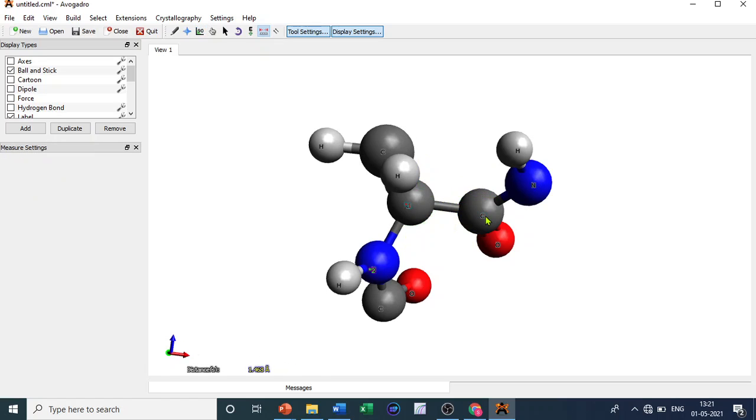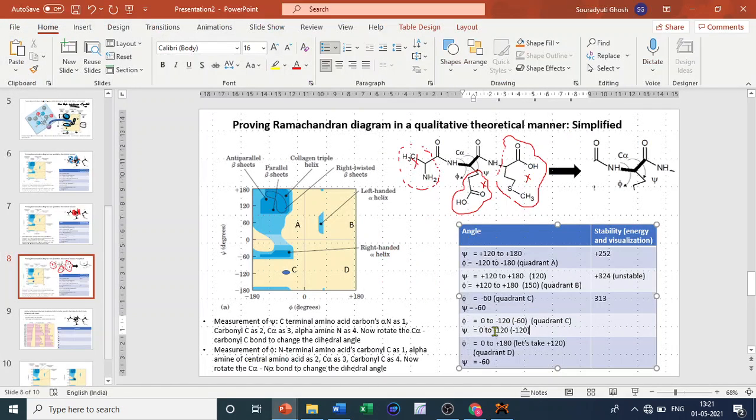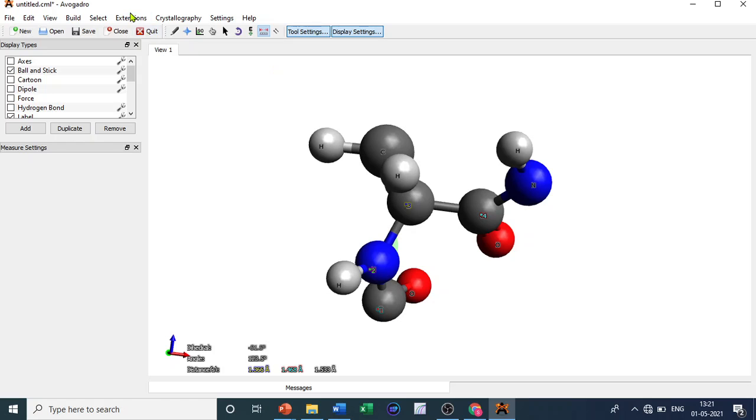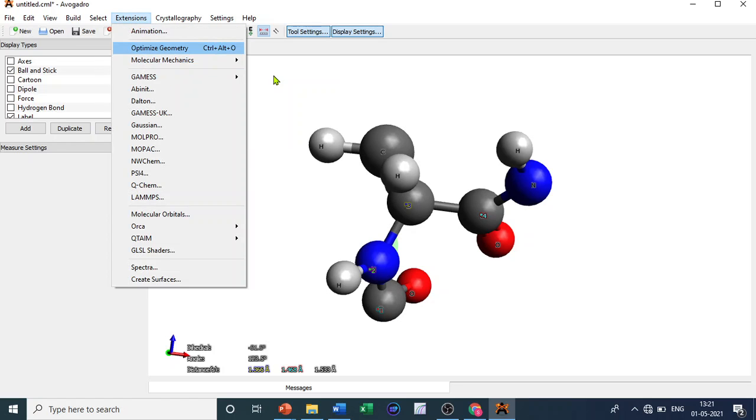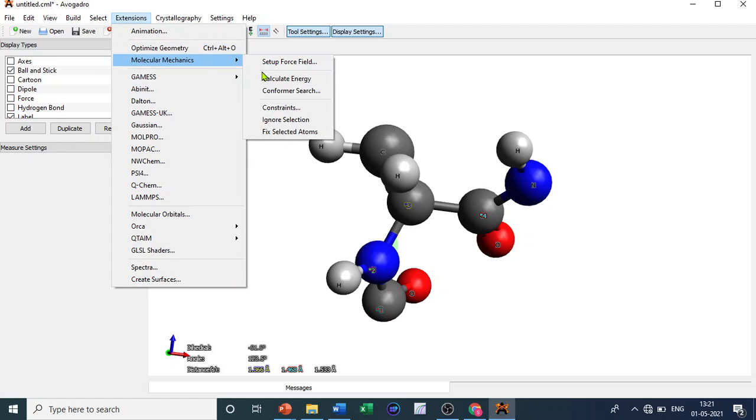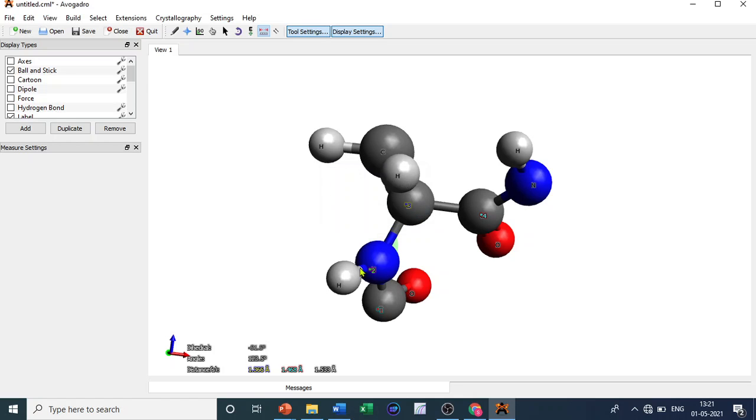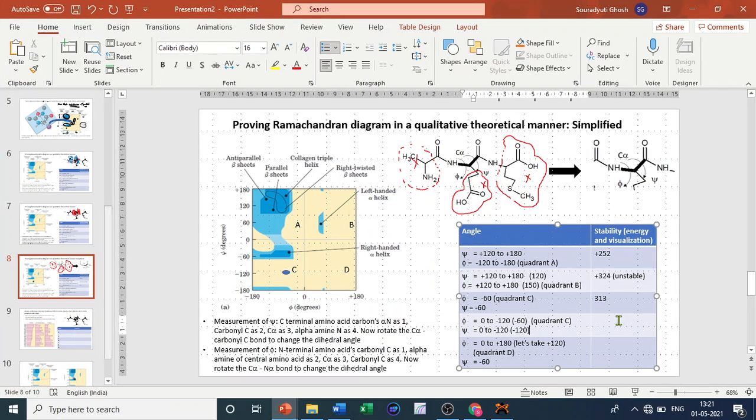Okay, so let's change it. Numbering should start from here. So it is already minus 60 degrees. Great. So phi is already minus 60 and psi is already minus 120. Let's measure the energy right now. So 343 again, right? You can see that it has become 343 again. So it has similarly become unstable.